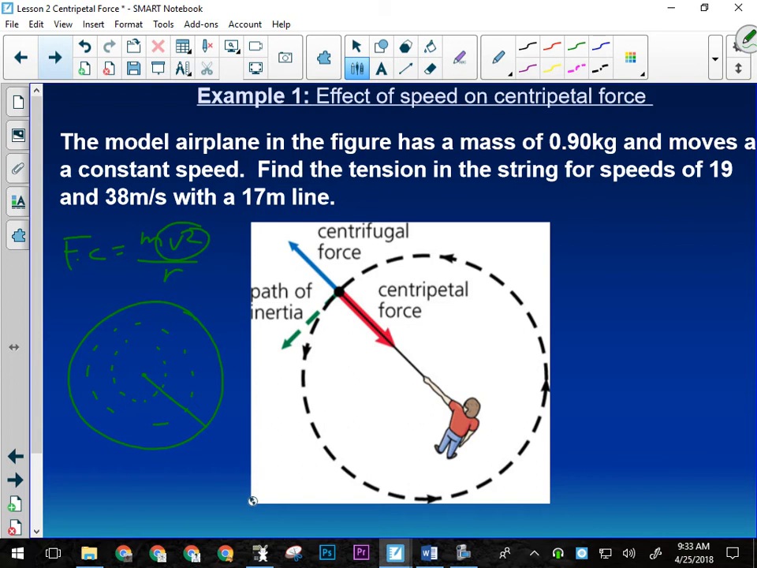Okay, so let's do this problem here. We have a model airplane that is 0.9 kilograms and it's moving at a constant speed. Find the tension in the string for speeds of 19 meters per second and 38 meters per second on a 17-meter line. So they're telling us the radius is 17 meters, find it at 19 meters per second and 38 meters per second. All right. So we have mass times speed squared divided by the radius.